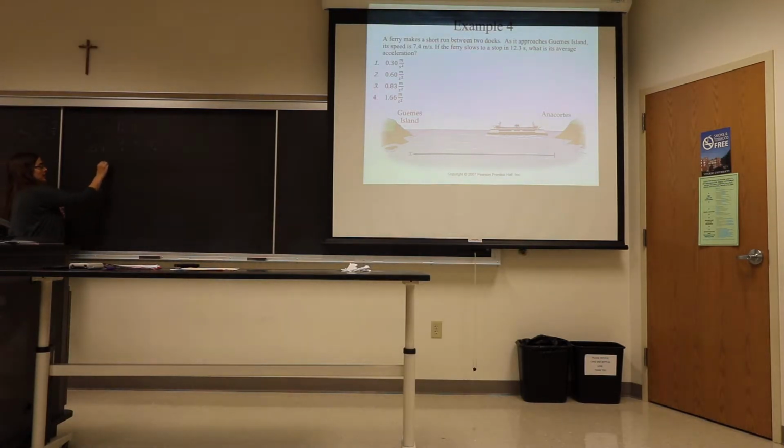So what is your initial velocity? 7.4 meters per second. Now, what is your final velocity? 0. So I have votes? It should be negative. Yes, I missed negative signs. Very good point. Yes, should be negative. Do as I say, not as I do. Okay. All right.